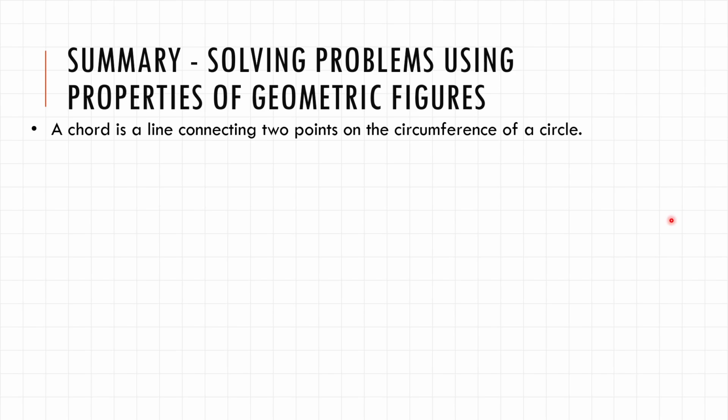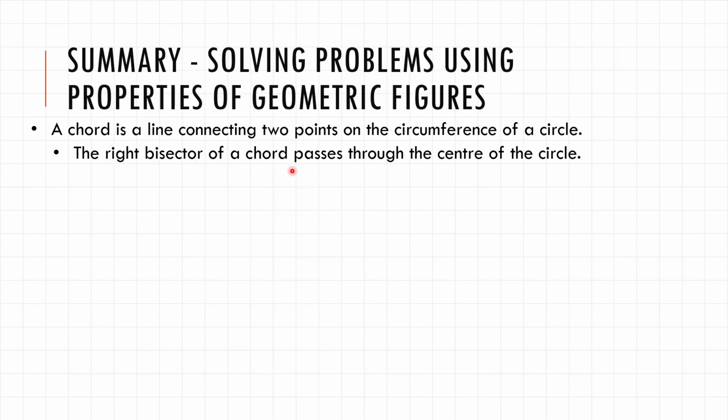So in this lesson, we've learned a couple things. The first thing is what a chord is. And remember, that's a line that connects 2 points on the circumference of a circle. And a chord is pretty important for analytic geometry because the right bisector of a chord goes right through the center of a circle. And that can really help us find the center there.